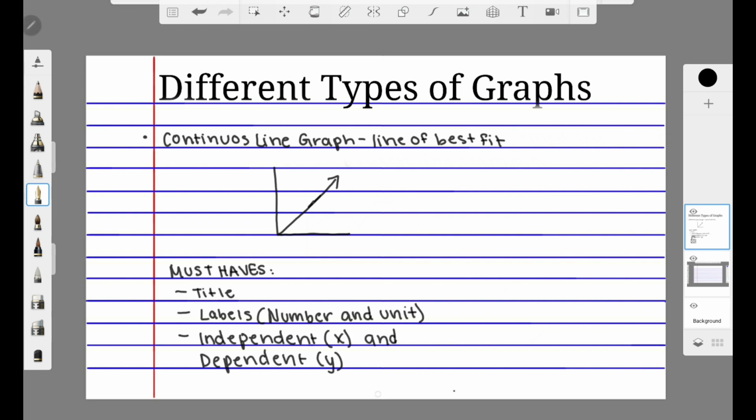Now, for a continuous line graph, there are some must-haves. 1, you need a title for the graph. 2, you need labels with the number and unit. And 3, you need independent x variable and dependent y variable. So, how would this all look with the graph?